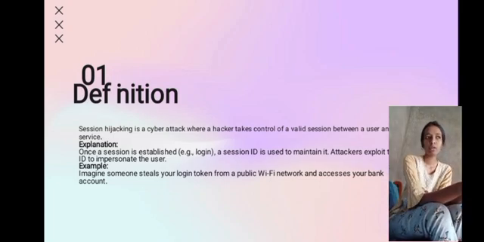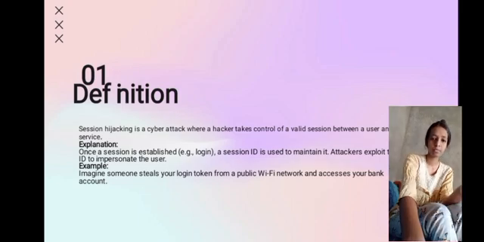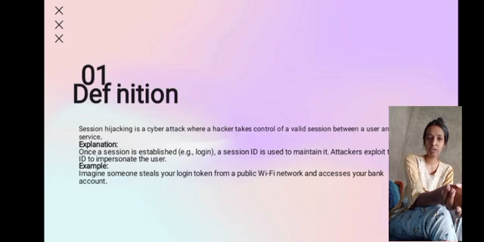I can give you one example. Someone steals your login session ID from public Wi-Fi and then gets unauthorized access to your account. It is known as session hijacking. So we need to be aware of all these frauds, and for that, we need to protect our privacy.